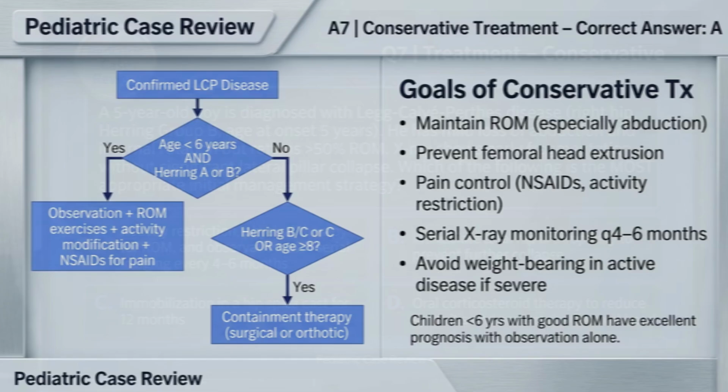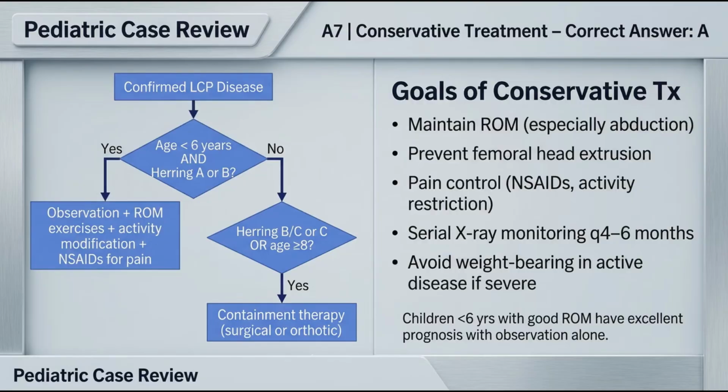The correct answer is option A, activity restriction, physical therapy for range of motion, and observation with serial imaging every 4 to 6 months. In a child under 6 years of age with Herring Group A or B disease and preserved range of motion, conservative management is the recommended initial approach.